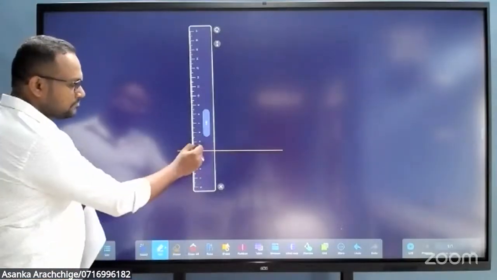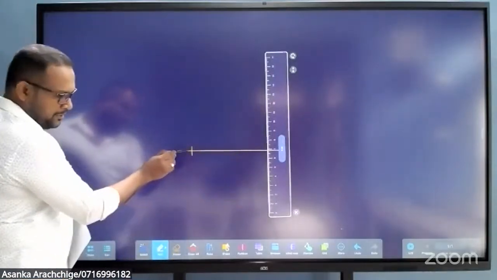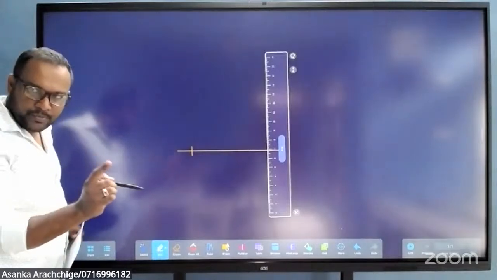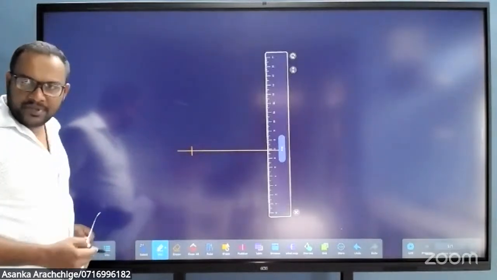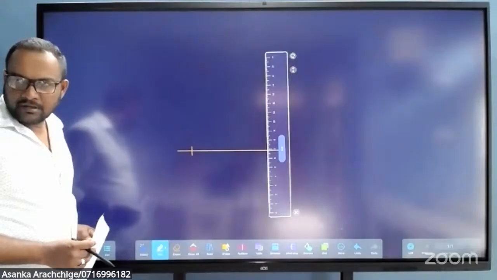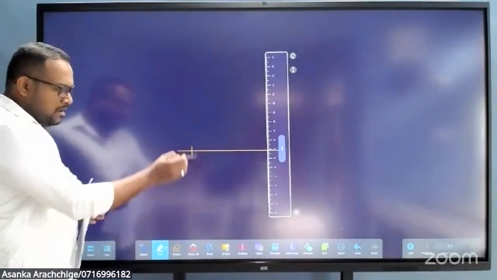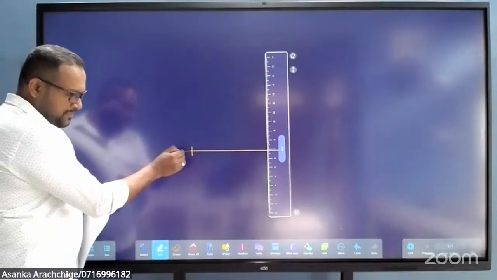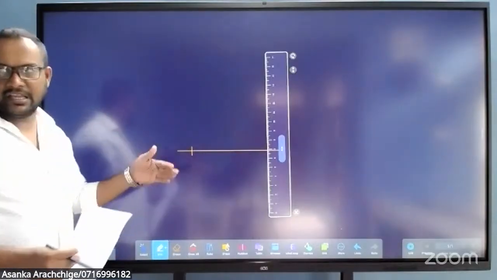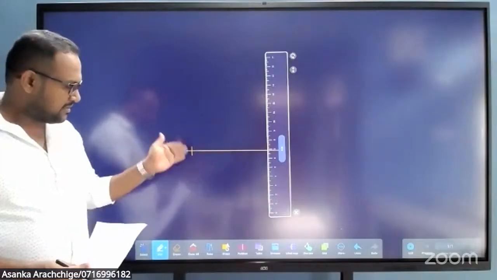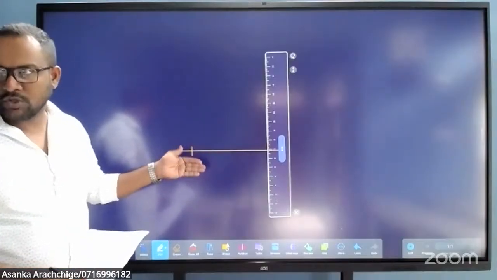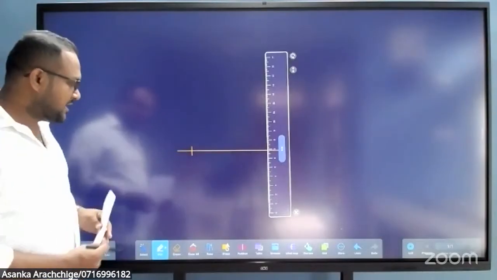Now, this point of intersection is going to be either A or B. That is your wish. You can name this point of intersection as either A or B. You can take this as A or B. That is your wish. Understood?